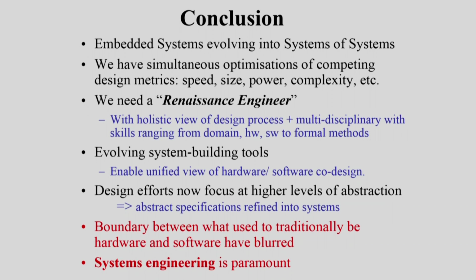And the skills range from things like domain specific skills to hardware, software, formal methods, and what have you. And they have also to learn new system building tools, which give you a unified view of hardware and software co-design. And typically we find that design environments allow you to focus at the model based design level, at a higher level of abstraction. So typically we find that the boundary between what used to traditionally be hardware and software nowadays has blurred, and where systems engineering and design thinking is a paramount skill.